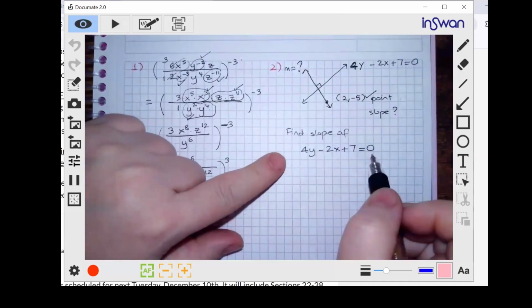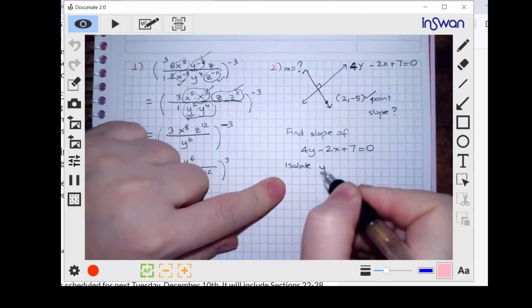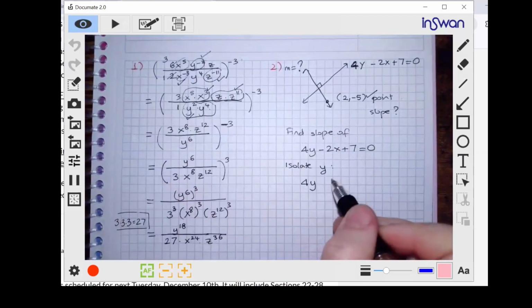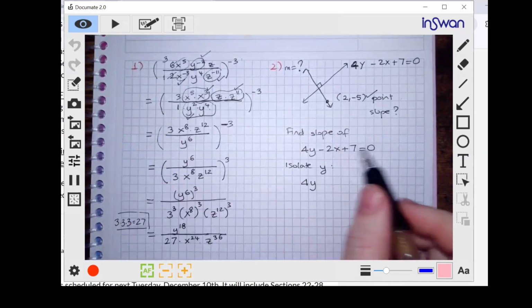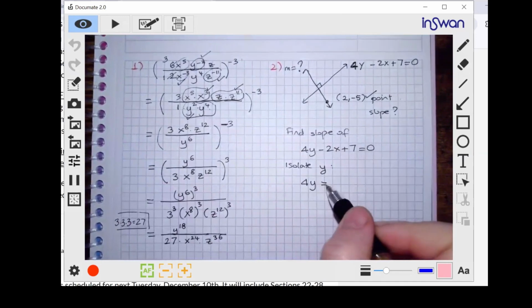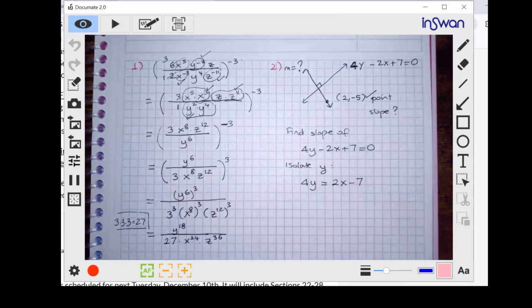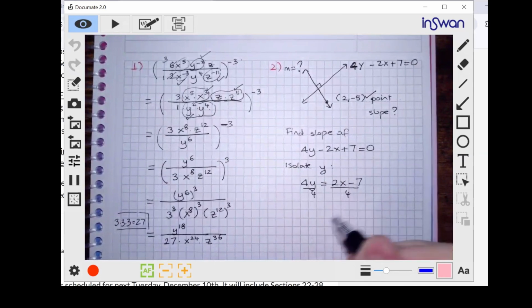Let's write it in slope-intercept form. Isolate y. We solve this equation for y. So for y, add 2x to both sides and subtract 7 from both sides. So we get 4y equals 2x minus 7. And then we will divide both sides by 4.